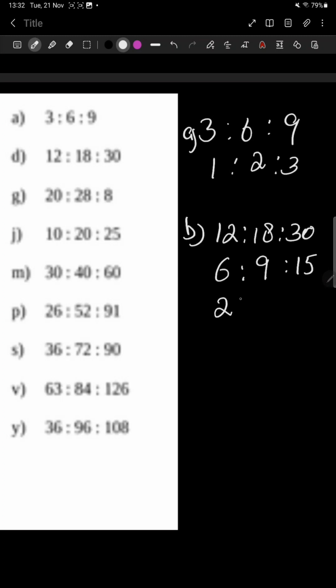So 3 2s are 6. 3 3s are 9. 3 5s are 15. Again we will check 2, 3 and 5. No, they are not coming in the same table. So this is the most simplified form. This is the simplest form or the reduced form.